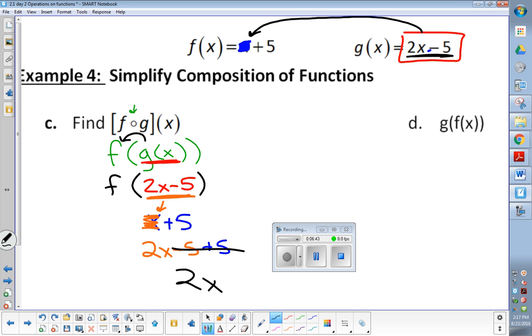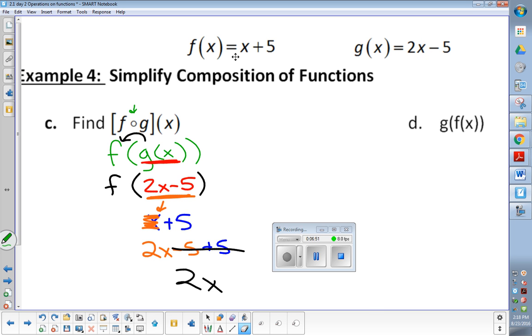G of f of x. G of f of x. So Ty, which equation are we starting with if we're doing g of f of x? We're going to start with f. So we're starting with the inside. He's taking this equation right there. And which equation are you plugging that into? Into g. So it's going to be g of f of x, which is that x plus 5.